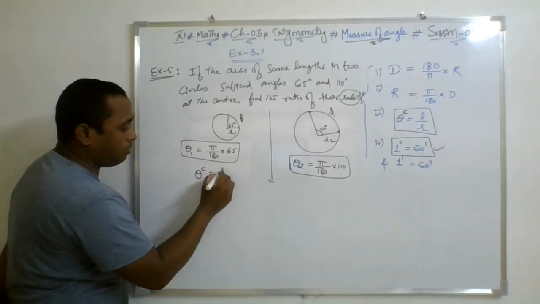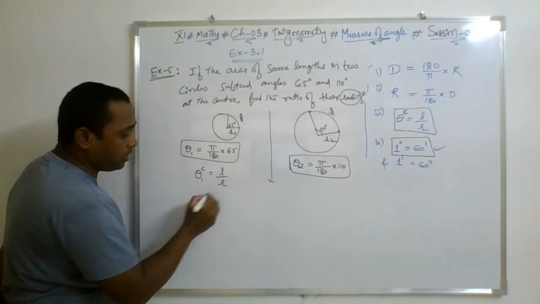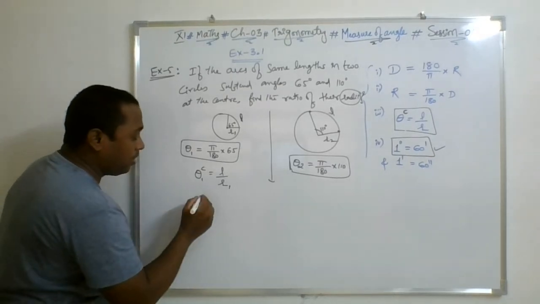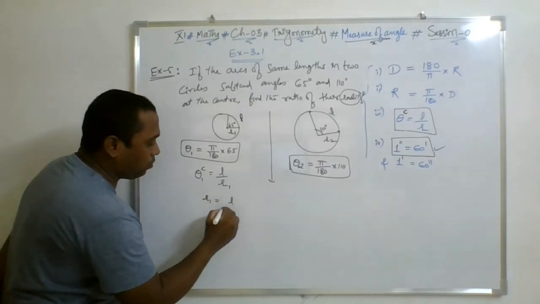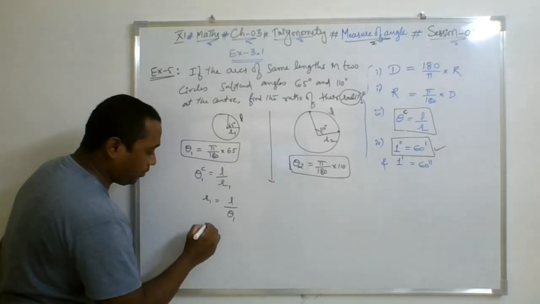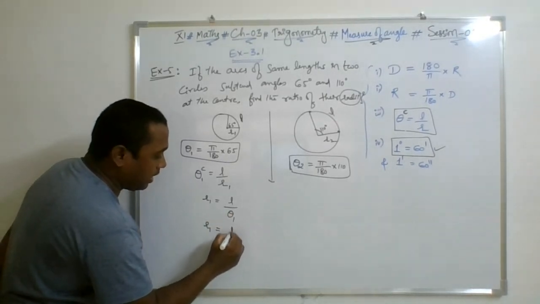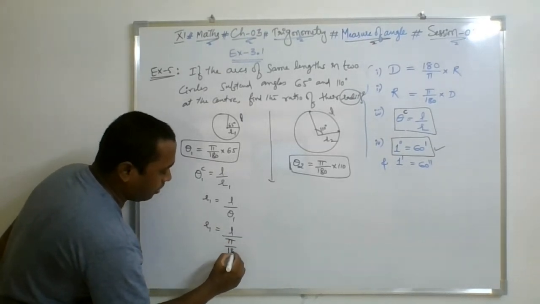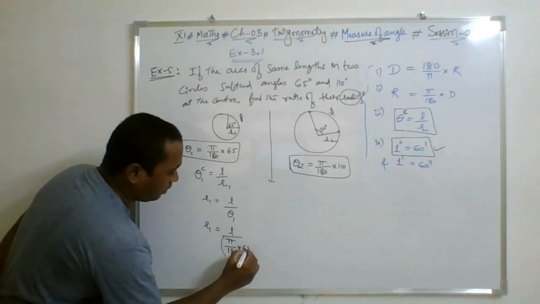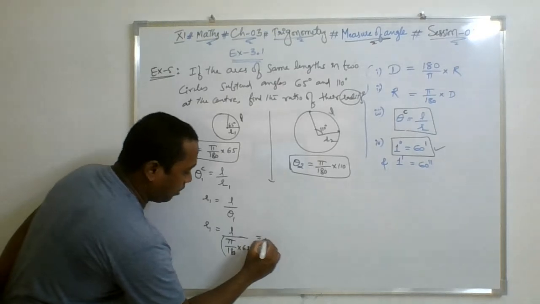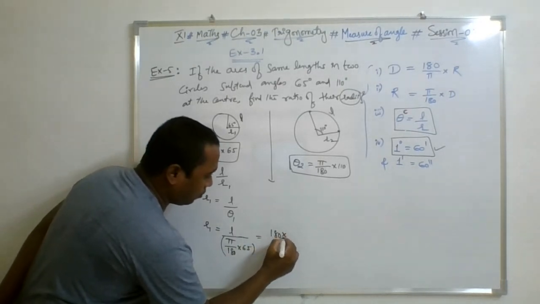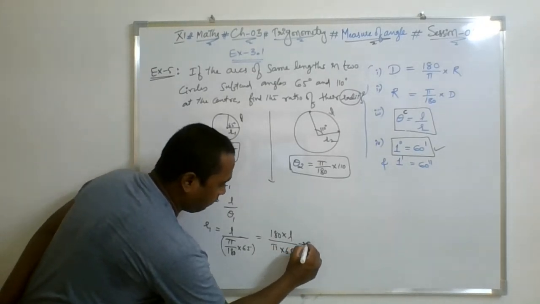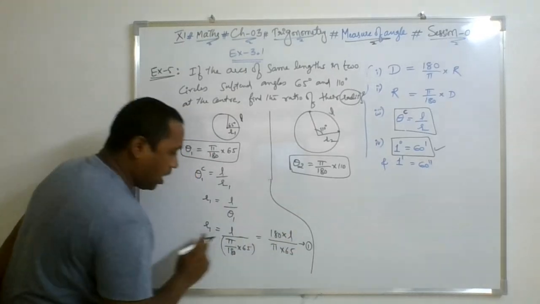I know the formula, that is universal: theta in radians is nothing but L by R. So for theta 1 and R1, L remains the same, that's why I am not naming the length of arc. Hence R1 is equal to L by theta 1. What is theta? Pi by 180 into 65. In short, I can also say R1 is 180 into L by pi into 65. This is my first value, that is the R1 value.